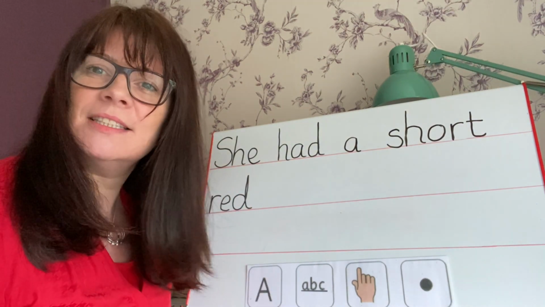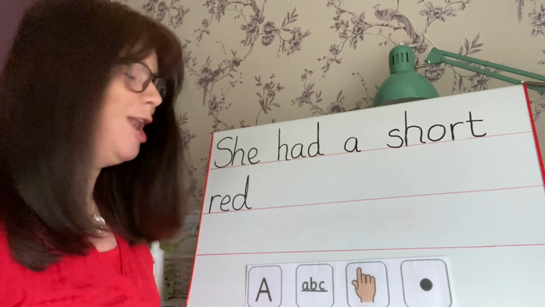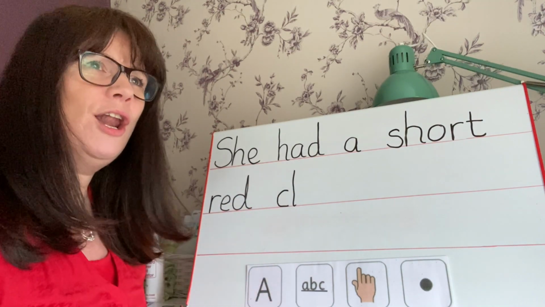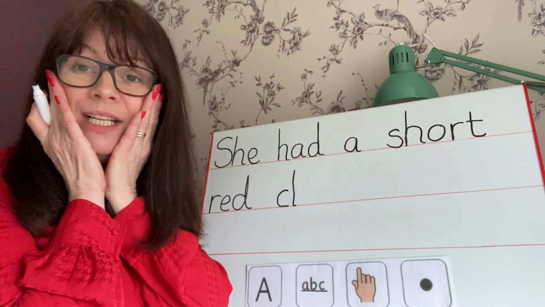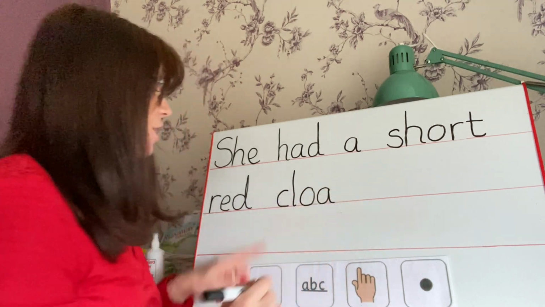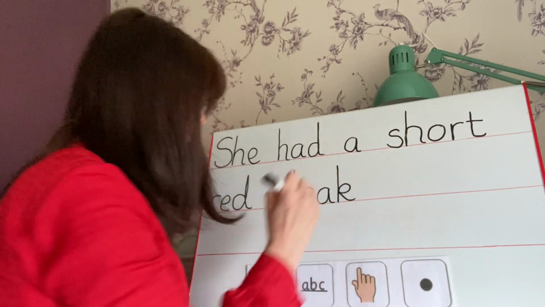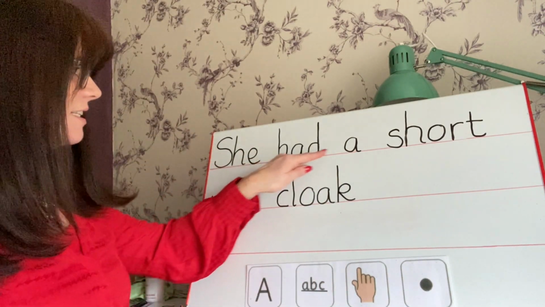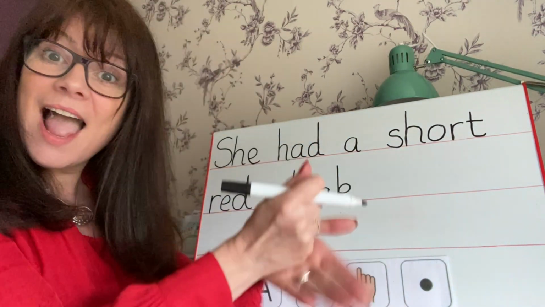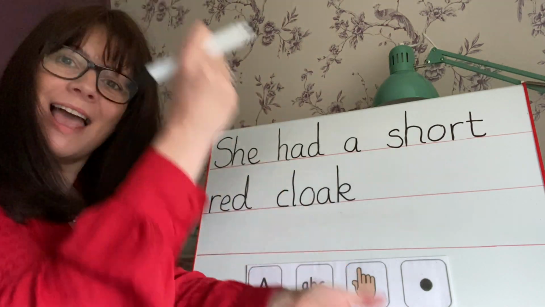She had a short red cloak. Oh, there's a blend in there. Can you hear it? Cloak. Cl. Cloak. She had a short red cloak. And, remember, I'm going to add those two phrases together to make a longer sentence. And.